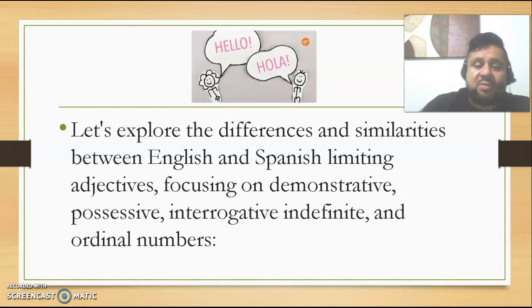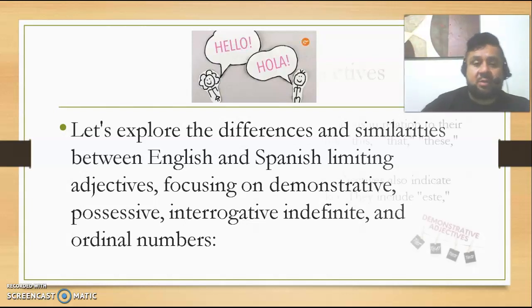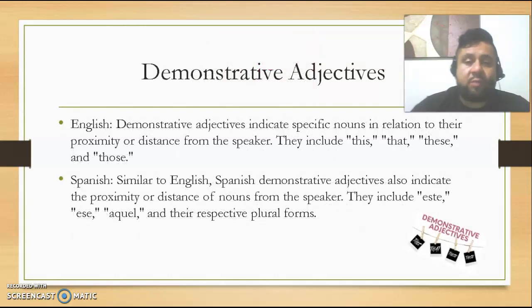Now, let's explore the differences and similarities between English and Spanish limiting adjectives, focusing on demonstrative, possessive, interrogative, indefinite, and ordinal numbers. First, we're going to start with the demonstrative adjectives. In English, demonstrative adjectives indicate specific nouns in relation to their proximity or distance from the speaker. They include this, that, these, and those.